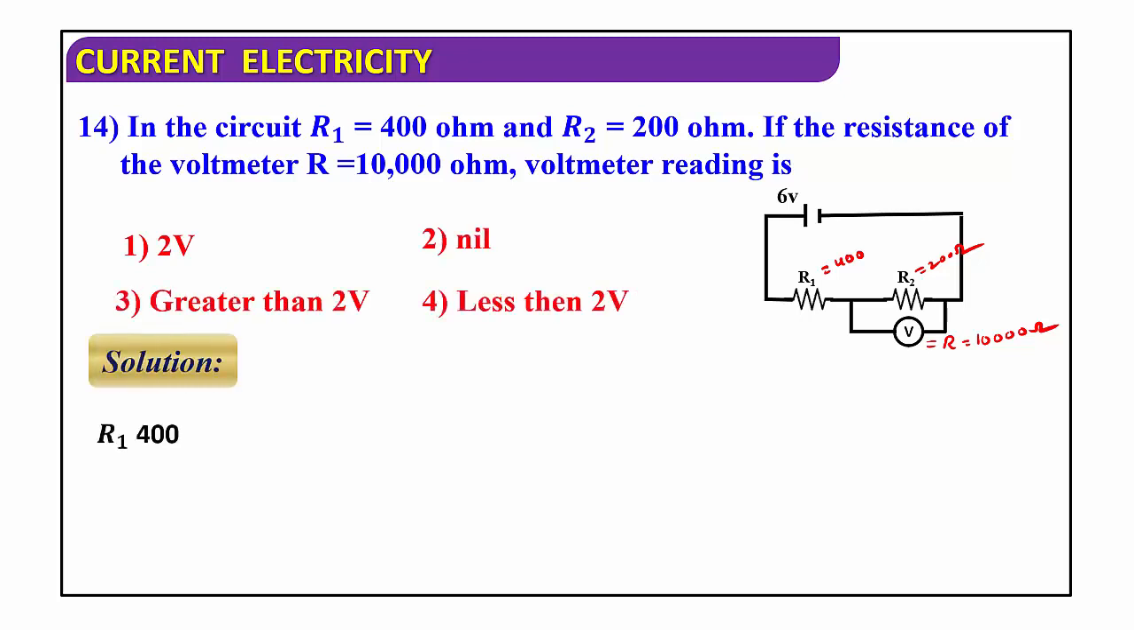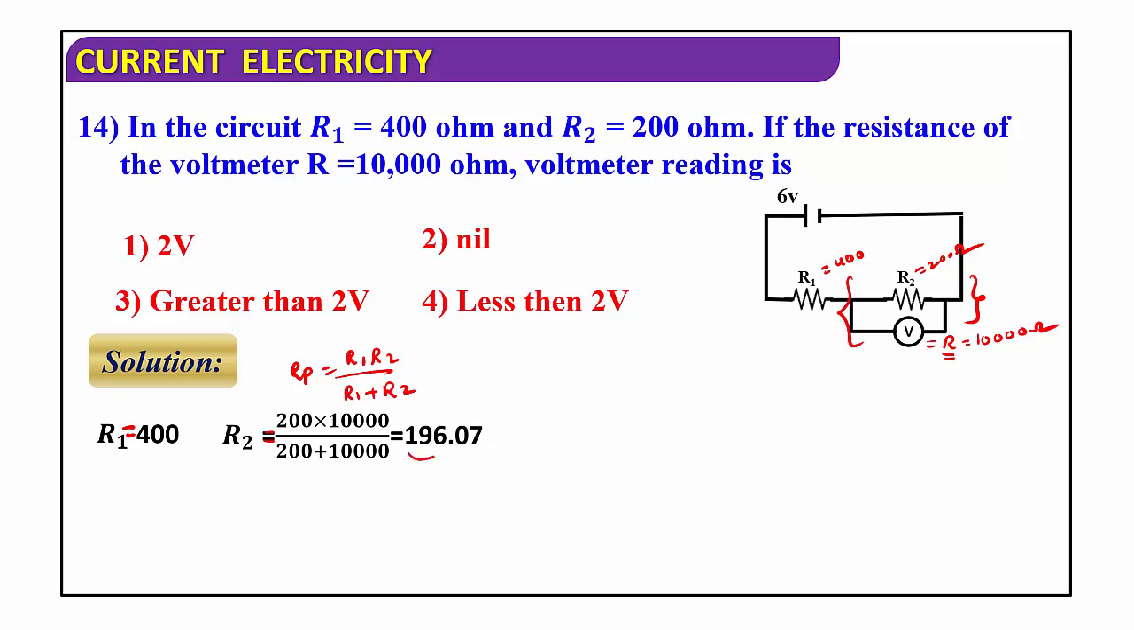Come to the solution. Here R1 is given, 400 ohm. How do we find the R2 value? You can observe only this part. R2 and this voltmeter resistance are both connected in parallel. First we have to solve that one. R2 is equal to 200 into 10,000 divided by 200 plus 10,000, because we know the formula Rp equal to R1 R2 divided by R1 plus R2. Substituting the values, we got R2 equal to 196.07.